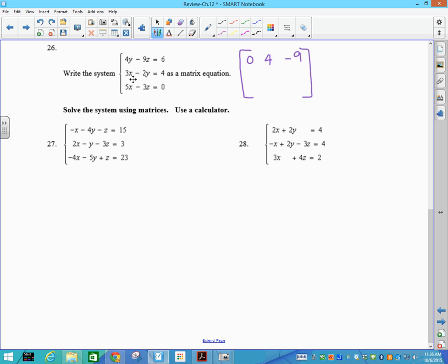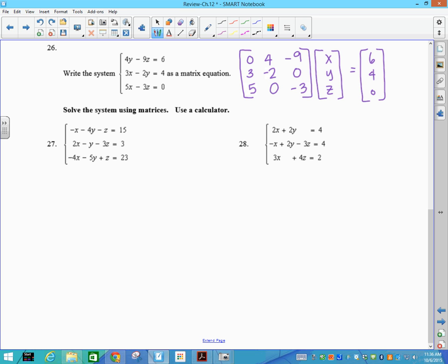So I'm going to the second row. My x is 3. My y is -2. I don't have a z, so it's 0. And then the last one, x coefficient is 5. There is no y, and the z coefficient is -3. So I'm going to multiply those by x, y, z. That's my variable matrix. And I get my constant matrix, which is 6, 4, 0.